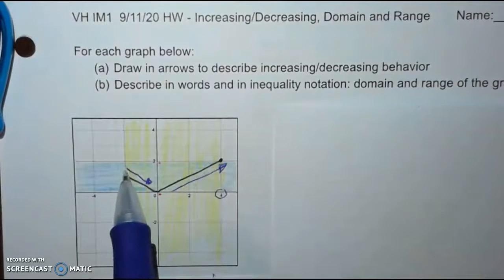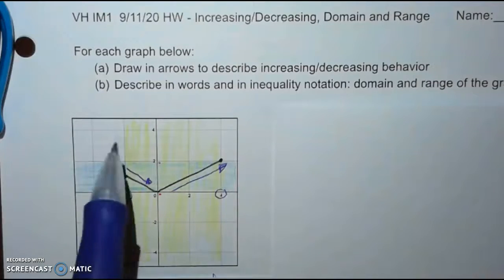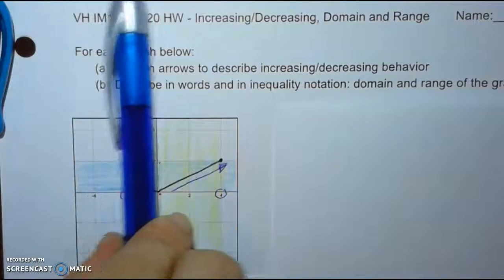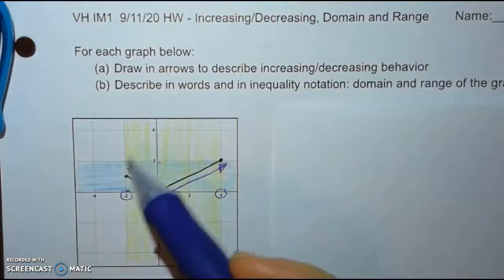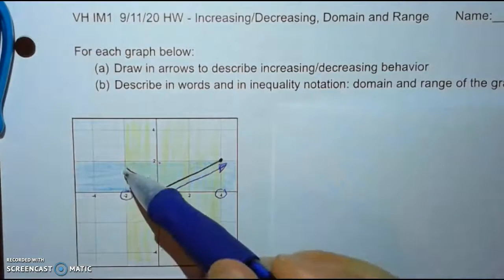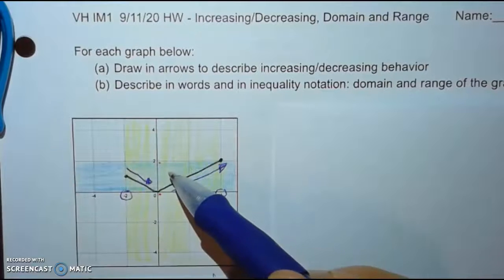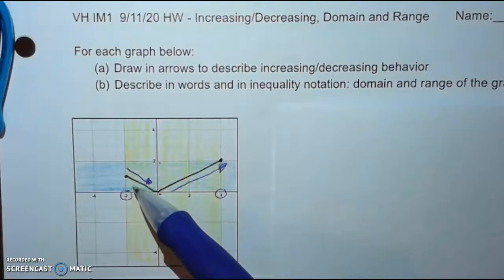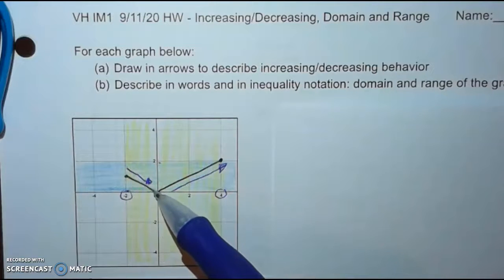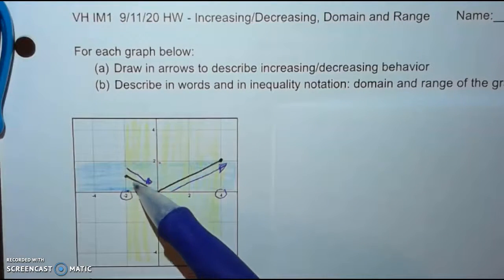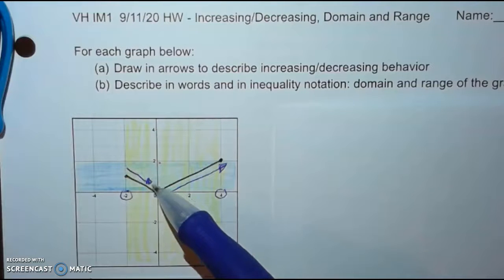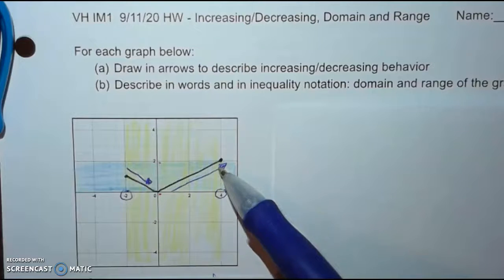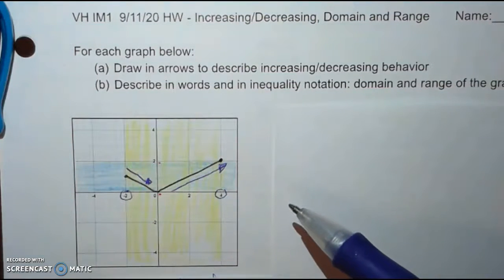Now, when we're talking about increasing and decreasing, the arrows will always go from left to right because we are reading from left to right. However, it's going to go up or down depending on what the graph is doing. In this case, the y value is decreasing first, so the arrow is pointing down. And then from here onwards, it's increasing. Okay? Now let's do domain and range.